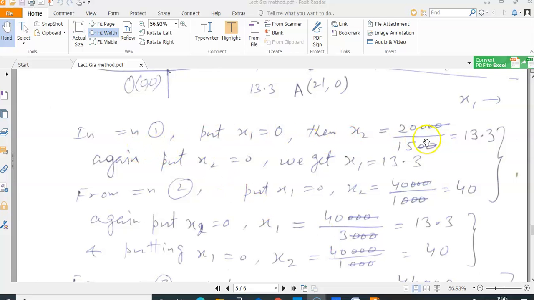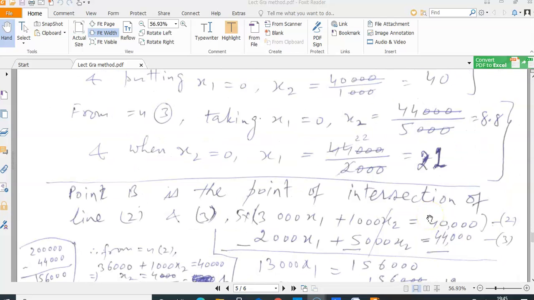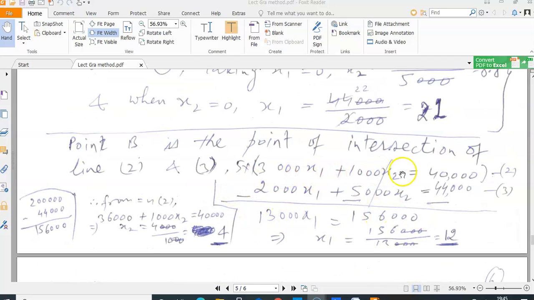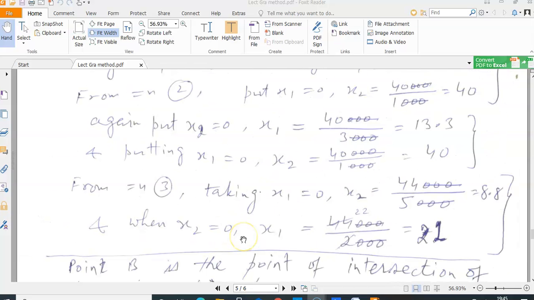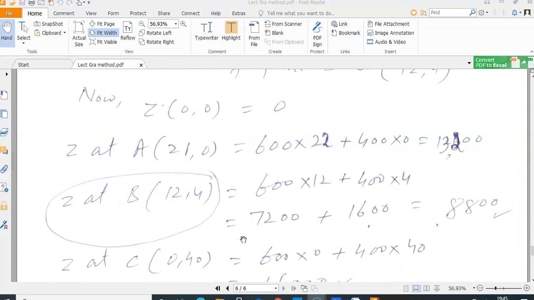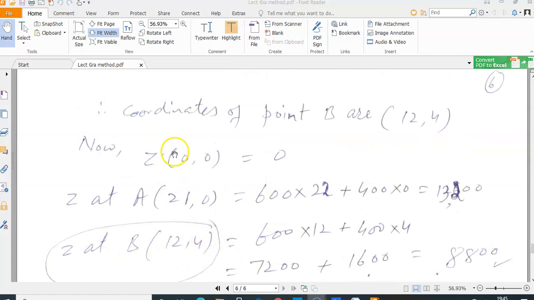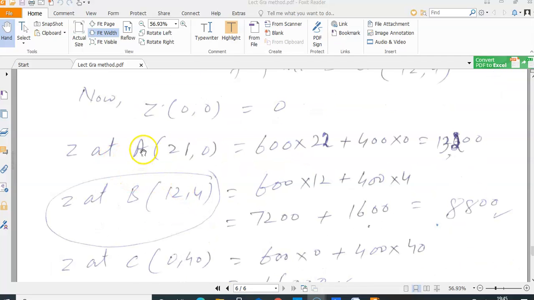So first of all, this is how we plot these lines. The intersection of lines 2 and 3, solving these, we get x1 equal to 12 and x2 equal to 4. So now these are the coordinates of the corner points. We will not consider this point, because it is not a corner point. This was by mistake, please ignore it. Now this is my first, second, and third. These are my corner points.